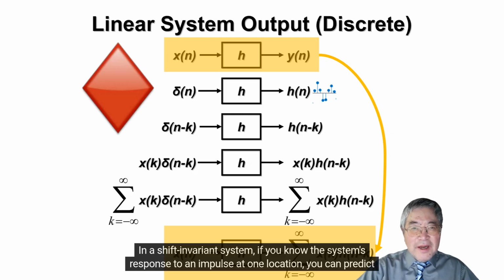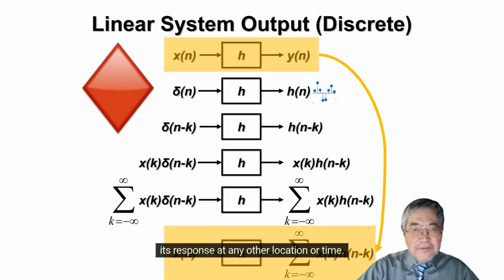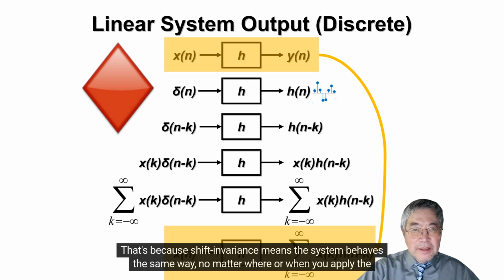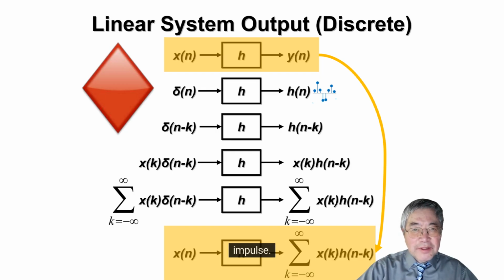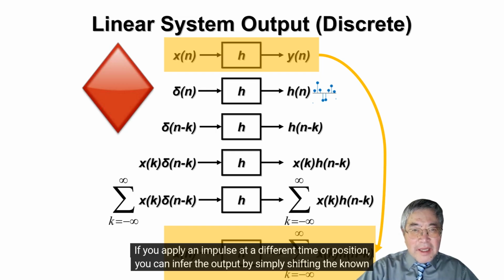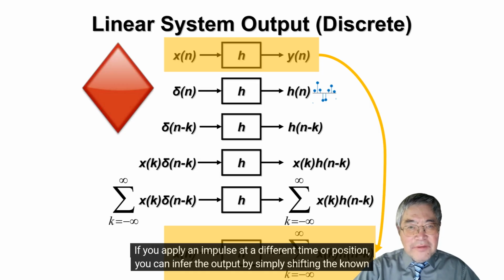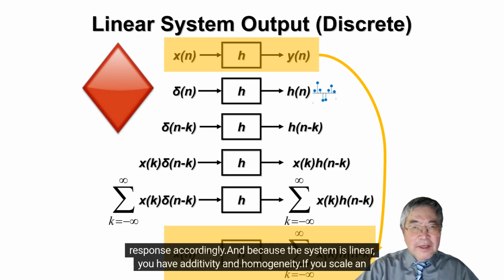In a shift-invariant system, if you know the system's response to an impulse at one location, you can predict its response at any other location or time. That's because shift invariance means the system behaves the same way no matter where or when you apply the impulse. If you apply an impulse at a different time or position, you can infer the output by simply shifting the known response accordingly. And because the system is linear, you have additivity and homogeneity.